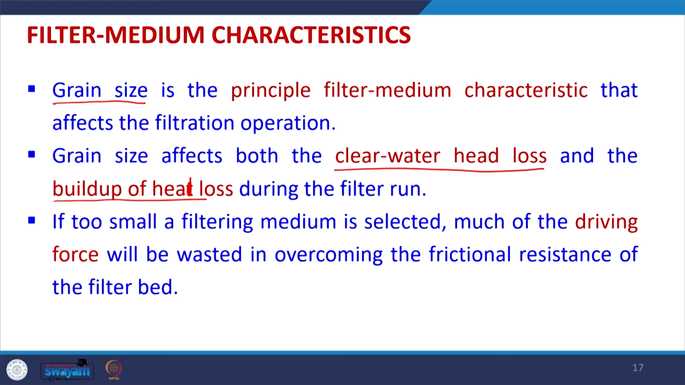If too small a filter medium is selected, so much of the driving force will be wasted in overcoming the frictional resistance of the filter bed. So, we have to see with respect to head loss that we should not select a very small size filter medium, so that the head loss is very high. We have to take care of the head loss also, that is very important.